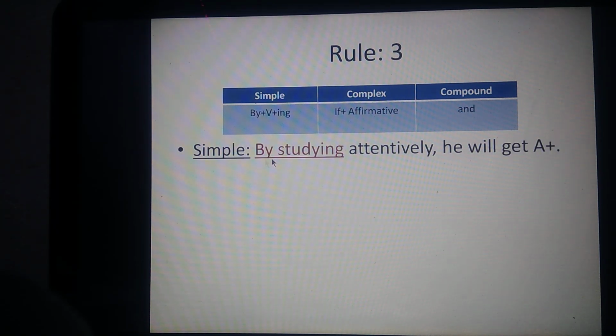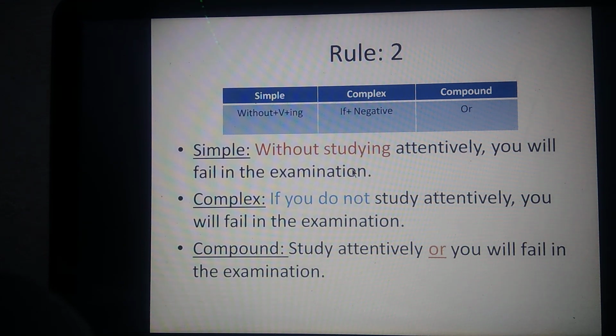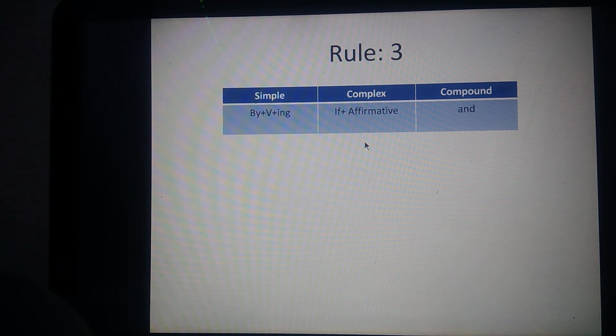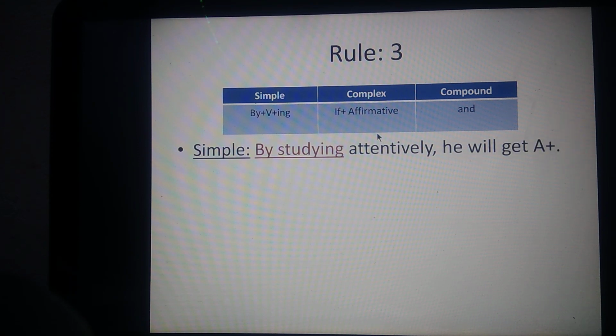In this sentence, in the simple form, we can see there is "by" plus verb plus "ing." So in the previous example, you could have asked me what will be the rule if there is no negative part with "if." The answer could be this rule 3. So "if" plus affirmative is related to "by" plus verb plus "ing" in simple, and the conjunction "and" in compound.